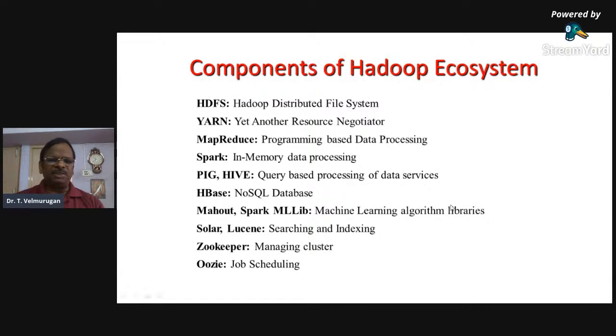Then HBase acts like a NoSQL database. Mahout and Spark MLlib are the machine learning libraries utilized in the Hadoop ecosystem. For searching and indexing of databases, we use Solr and Lucene tools. For managing and processing the clusters, we use ZooKeeper. For scheduling jobs, each job done by the Hadoop system is handled by the Oozie software. Okay, these are the important general Hadoop components available in the Hadoop ecosystem.